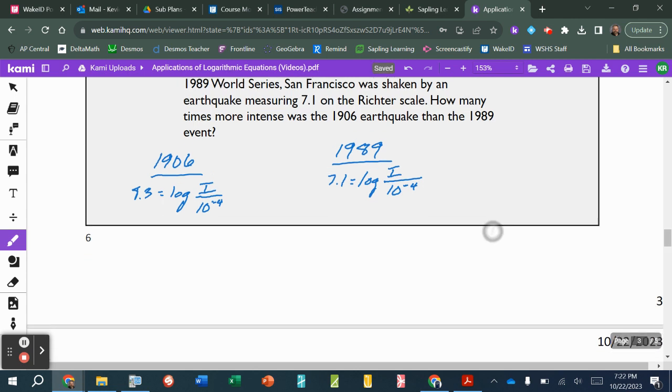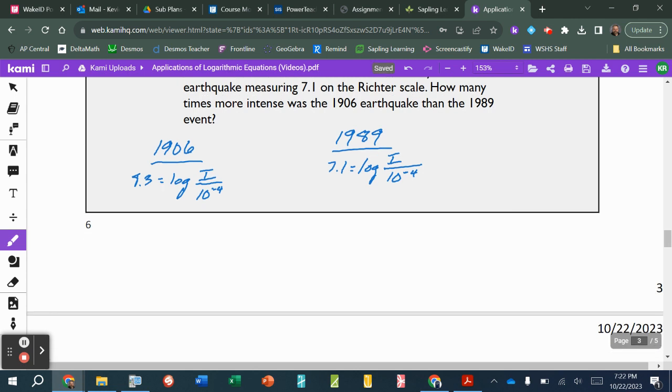So both of these are common logarithms, and I need to solve for the intensity I. So my next step, once you have the equations down, is to go ahead and rewrite them in exponential form. They're common logarithms, so for both of these, the base is going to be 10. So we'll have 10 raised to the 8.3 power. The logarithm's going to disappear, and we're going to have I divided by 10 raised to the negative 4th power.